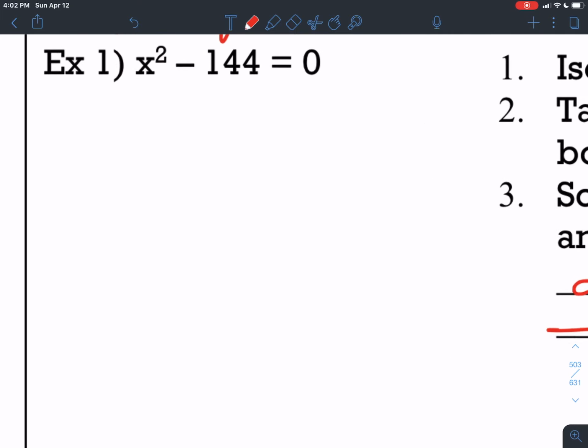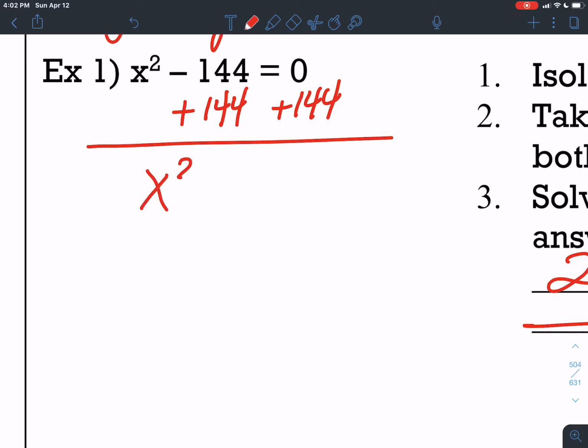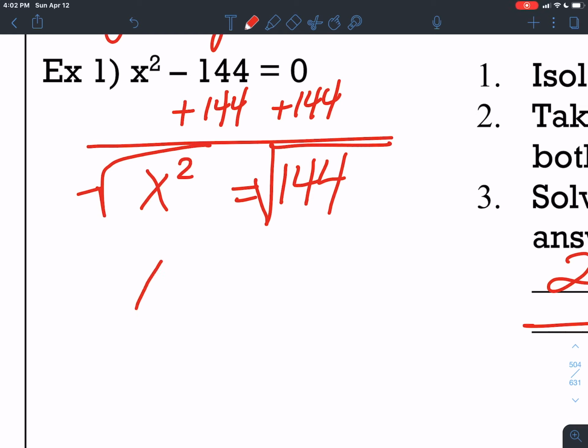All right, so let's do this one. First thing, I want to isolate my x squared. Let's move this 144. I know the opposite of squaring is to take the square root. What's the square root of 144? Well, 12 times 12 is 144, but negative 12 times negative 12 is also positive 144.